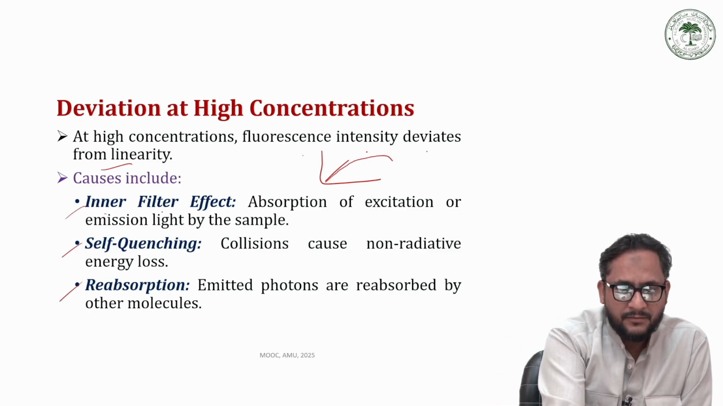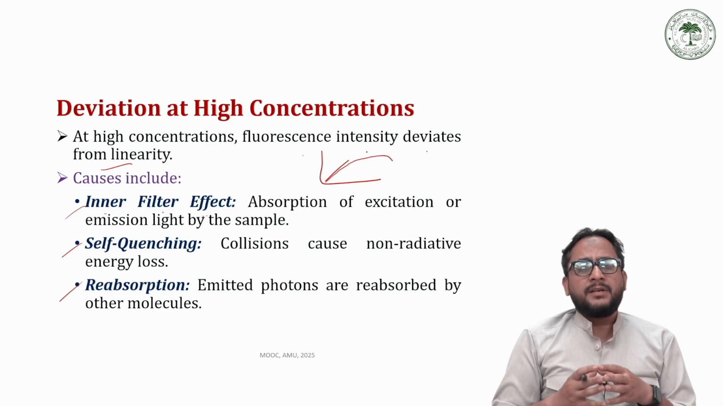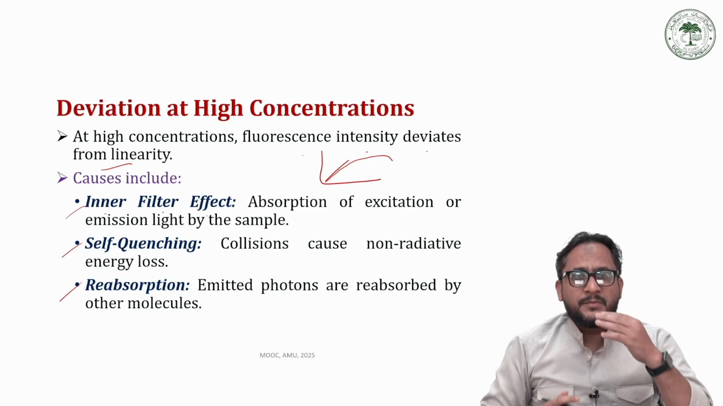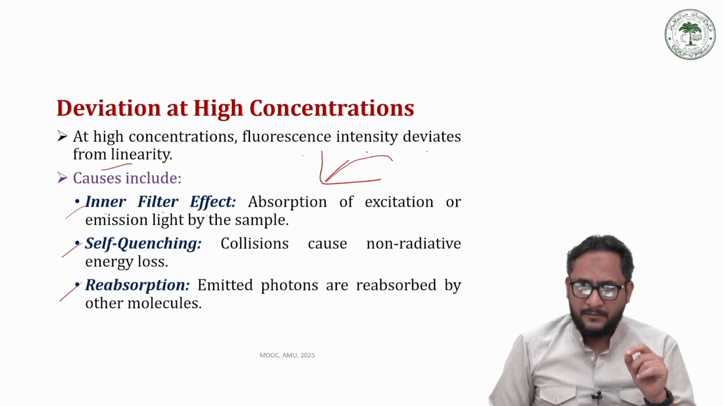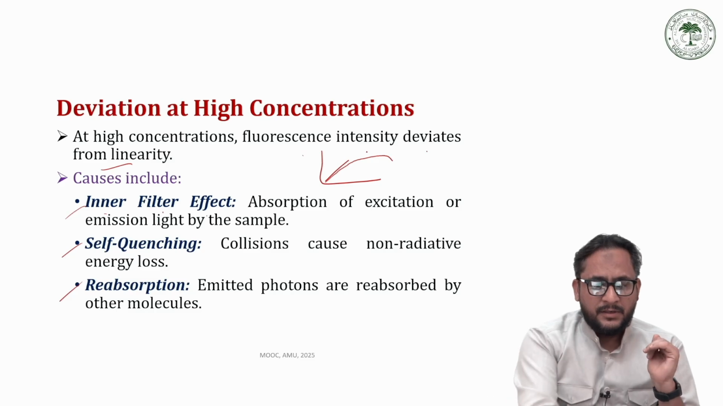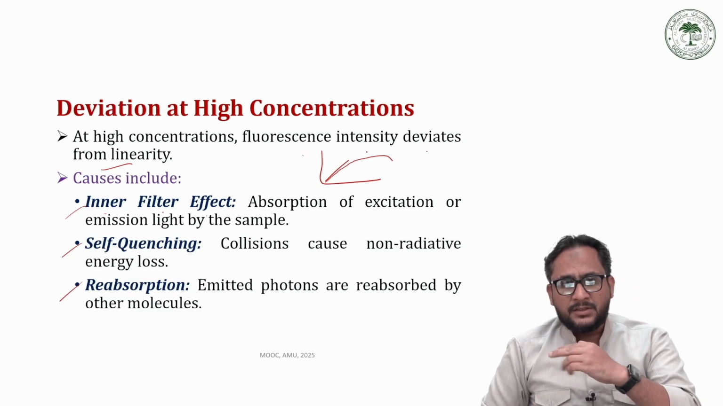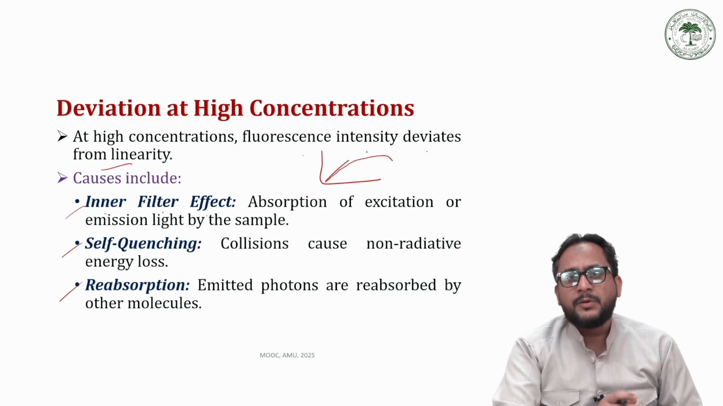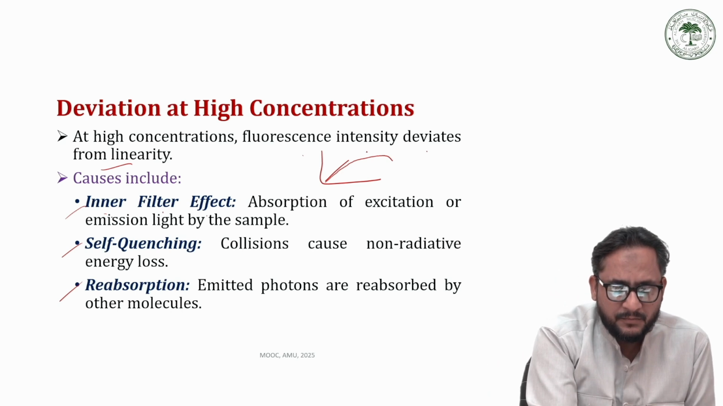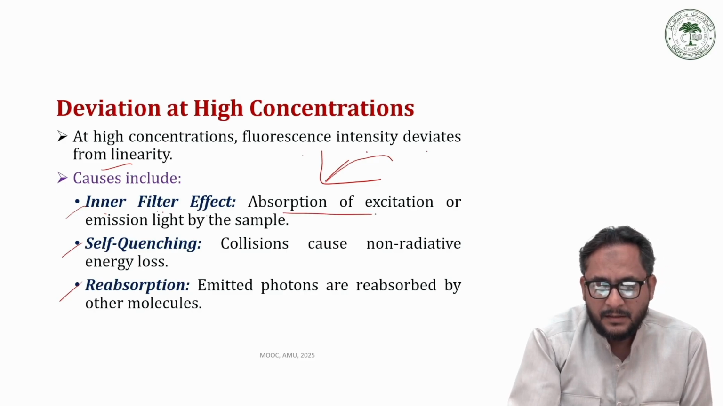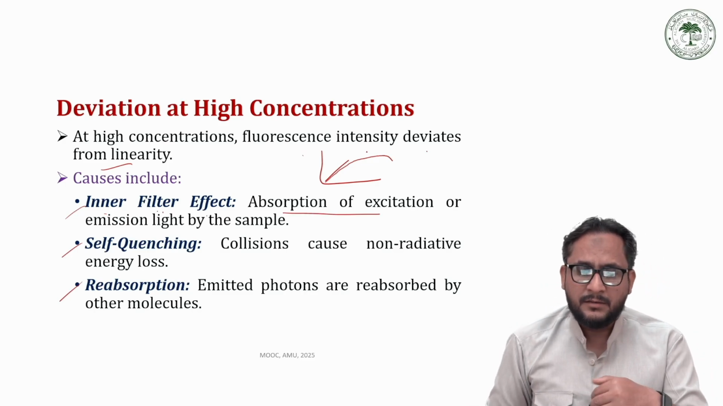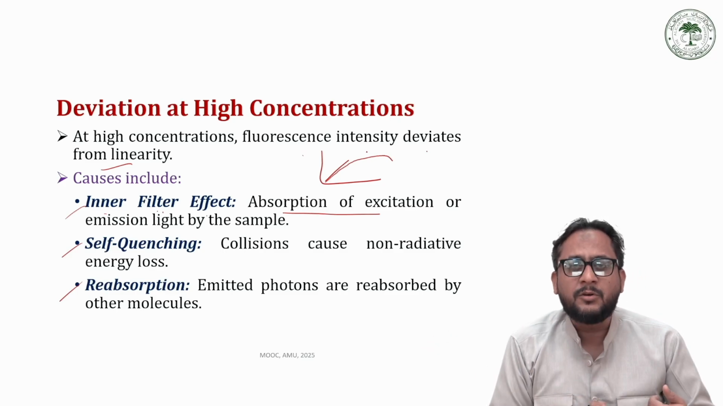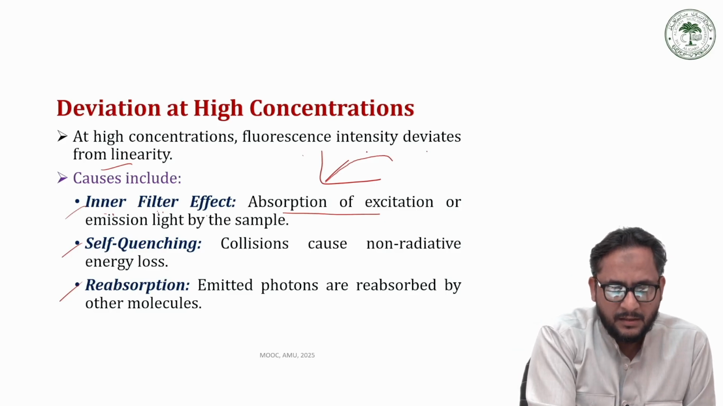First is called the inner filter effect. Inner filter effect refers to the absorption of the light of excitation, and then the light that is emitted due to fluorescence is also absorbed. It means that first we have absorption of light causing excitation, and when electrons come back, light is released, and that emitted light is again absorbed by the molecule. This is called the inner filter effect.